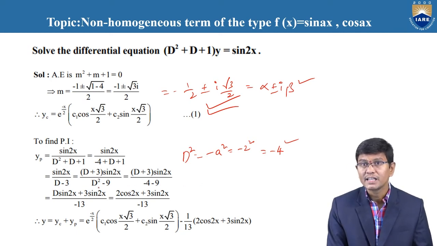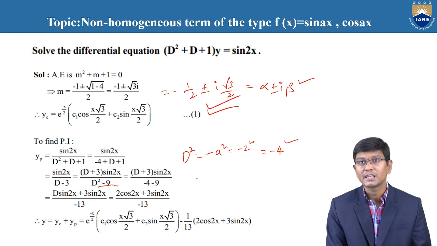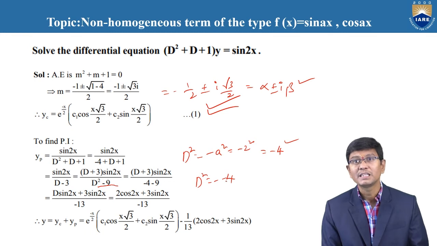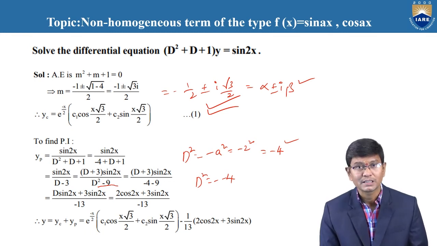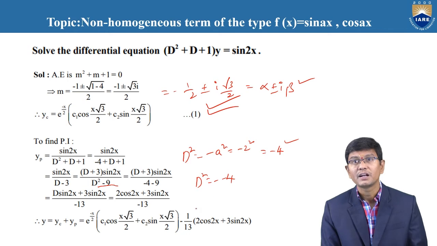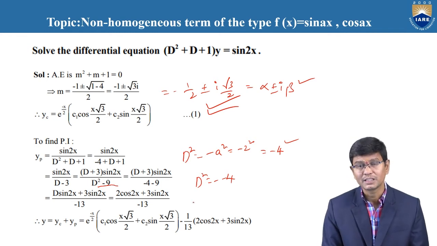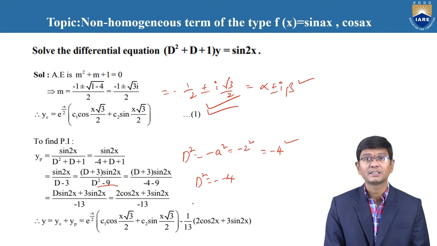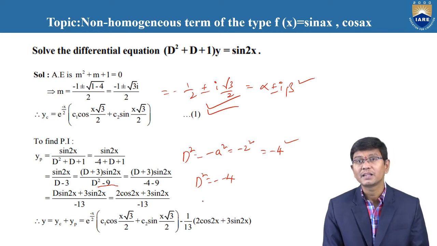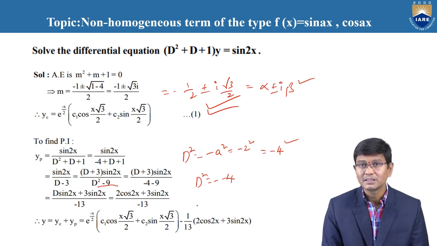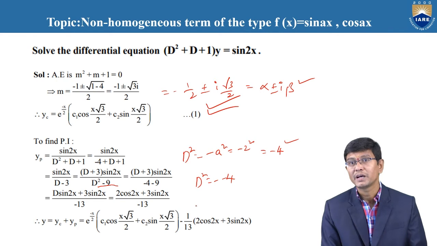Once again, here D square is available. Therefore, once again, you replace D square with minus 4. Therefore, the numerator is (D plus 3) into sin 2x, and the denominator is minus 4 minus 9. Here, clearly, the denominator is minus 13. And now we multiply the numerator out with the individual terms: D of sin 2x plus 3 into sin 2x. The D of sin 2x is the derivative of sin 2x, that is 2 into cos 2x plus 3 into sin 2x, divided by the denominator minus 13.